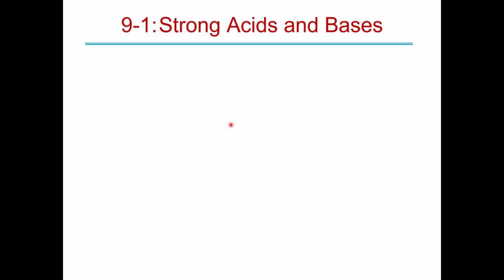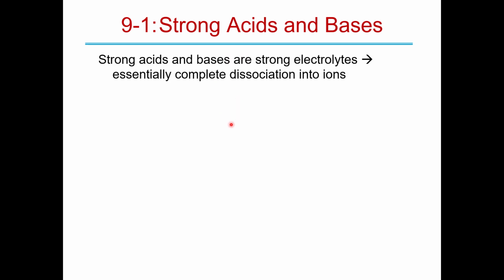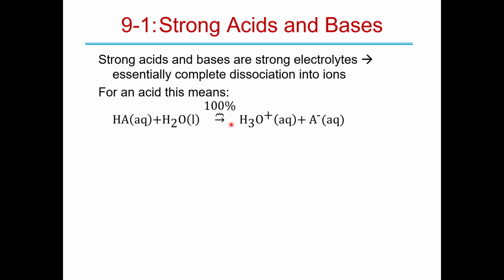Let's look at strong acids and bases. Just as a reminder, strong acids and bases are strong electrolytes. And remember what that means. That means it's something that, when it gets added to water, completely dissociates into its ions, at least essentially completely dissociates. So for an acid, for example, this means this reaction, right?